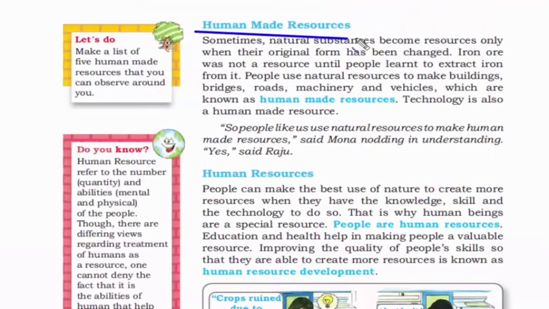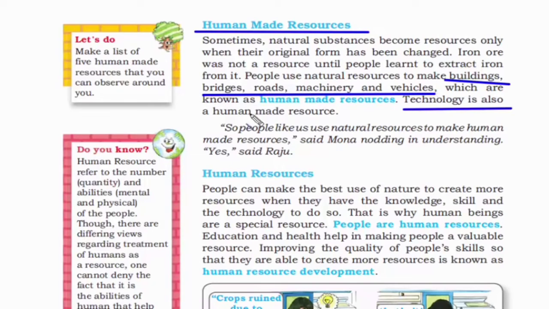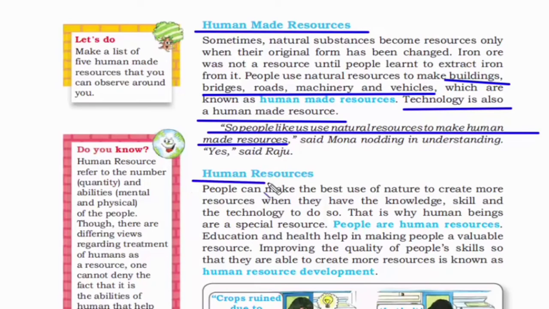Now let's read about human-made resources. By the name, it is pretty much evident that these are the resources which are made by humans, though the resources are acquired from nature, they're purely made by humans. Some of them are buildings, bridges, roads, machinery and vehicles. In fact, technology is also a human-made resource, which brings us to our next topic, human resources.